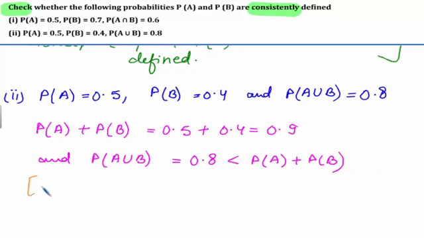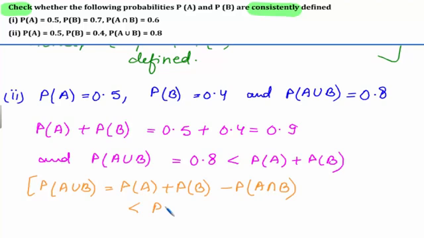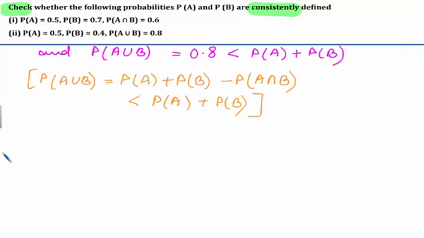And we know that probability of A union B is equal to probability of A plus probability of B minus probability of A intersection B, which is less than probability of A plus probability of B, and this condition is satisfied here. Therefore, we can say that probability of A and probability of B are consistently defined.